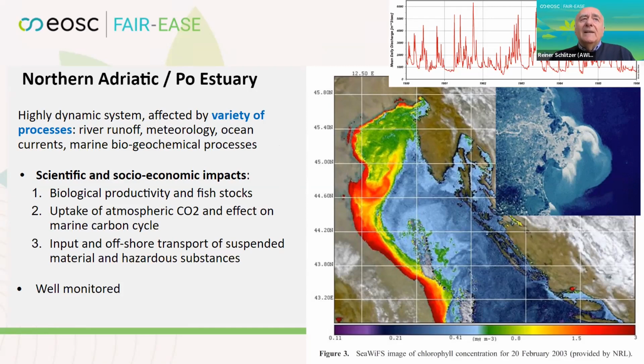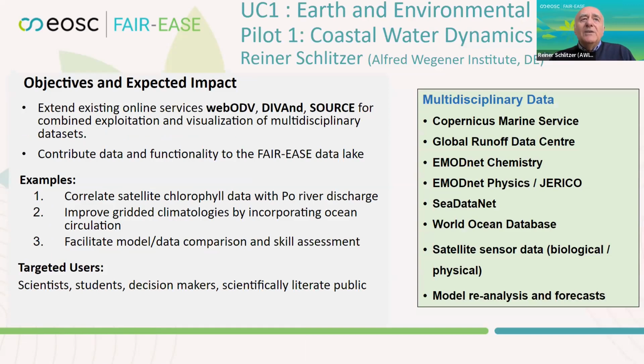Northern Adriatic and the Po estuary, we thought this is a perfect area where we can study multidisciplinary processes. And really, if we want to understand features, then we need to take into account more than one discipline. The other advantage of this region is it's well monitored, and we have a wealth of data which we want to exploit. And on this slide on the right-hand side, it's a list of the data sets that we want to use. And I'm going through very quickly.